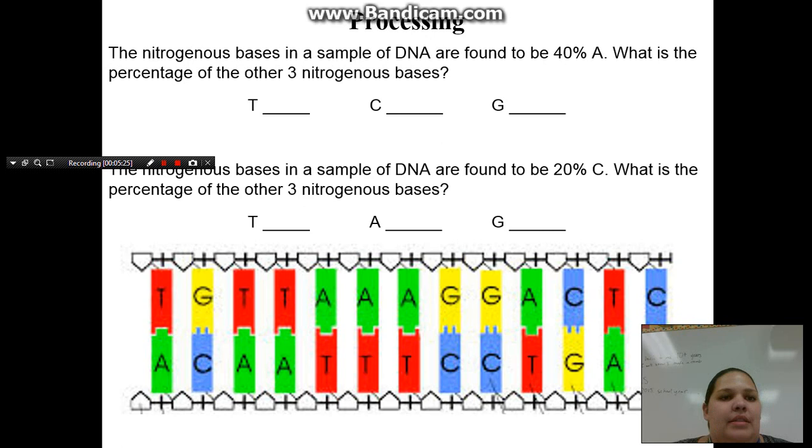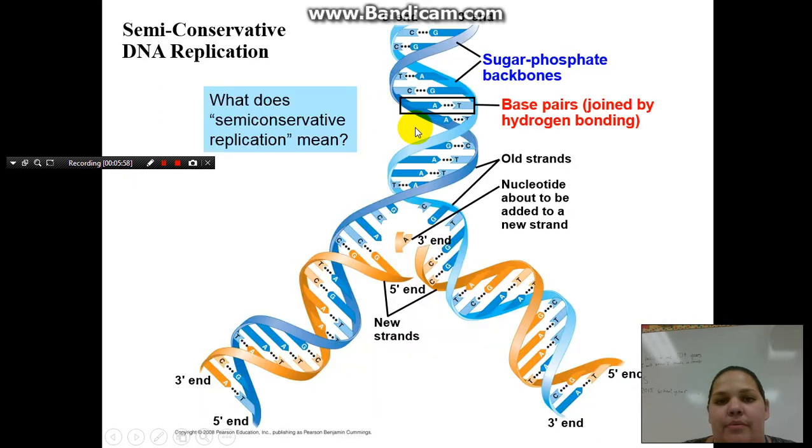Our processing pieces. The nitrogenous bases in a sample of DNA are found to be 40% A. What is the percentage of the other 3 nitrogenous bases? Well, if I think about it this way, 40% is A, which means another 40% would have to be T because it matches up. So 40 plus 40 is 80. That means I only have 20% left, but I have to split it between these two. So 20 divided by 2 would be 10% each.